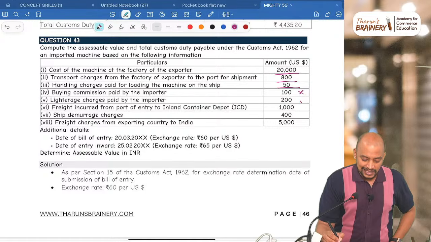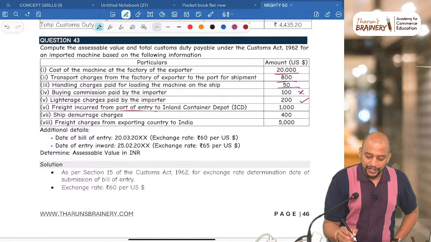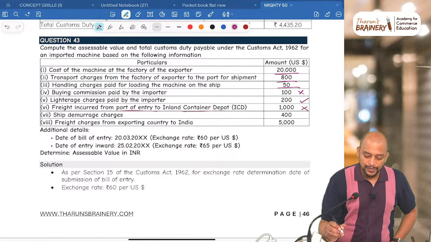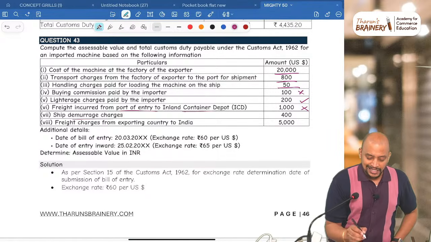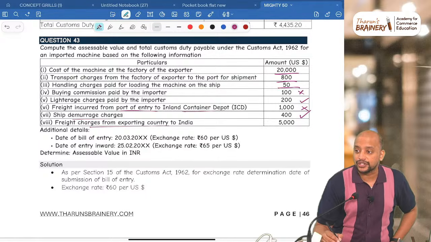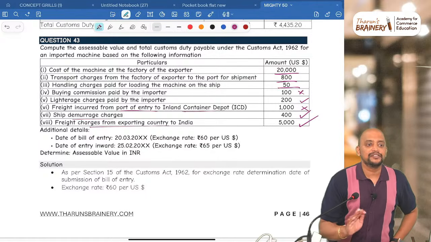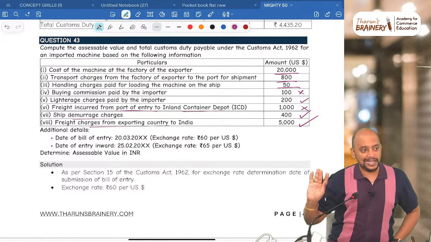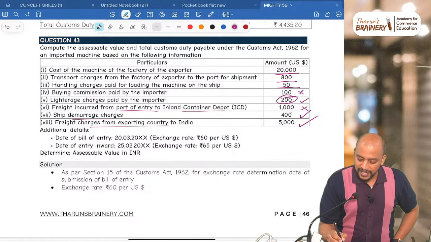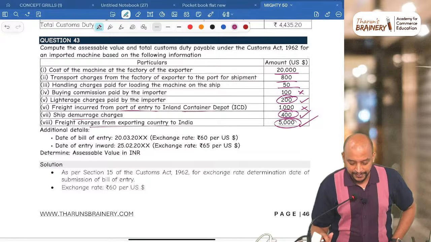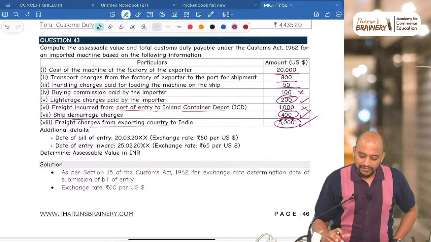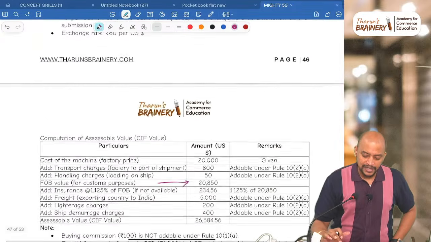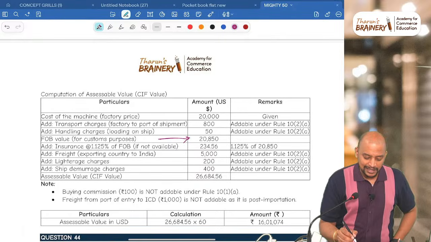Light dues, yes. Freight from port of entry to inland container depot, no, it is post import. Ship demurrage charges, yes, part of freight. Freight charges from exporting country to India actually is given, we will take that. So here we don't have to do the adjustment, 20% of FOB. So therefore we will take it regularly. So 200 plus 400 plus 5,000, how much? 5,600. So 5,600 will be taken. So therefore you will get the assessable value. What is the assessable value?